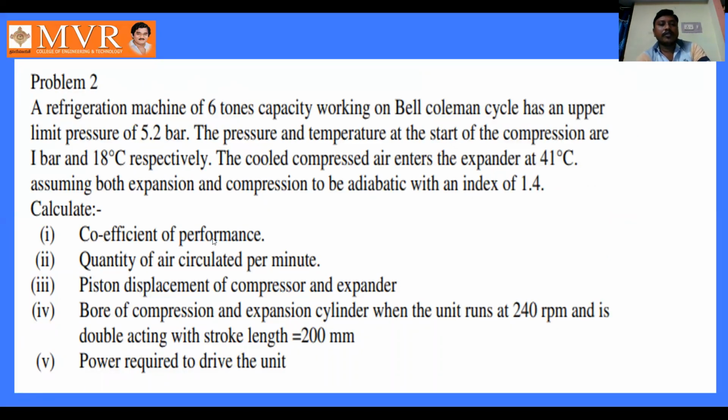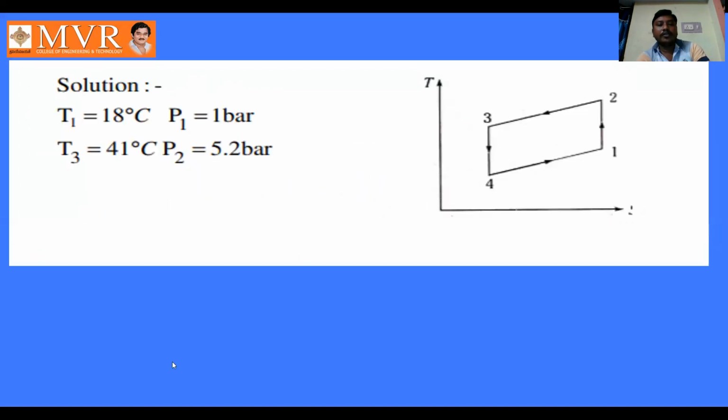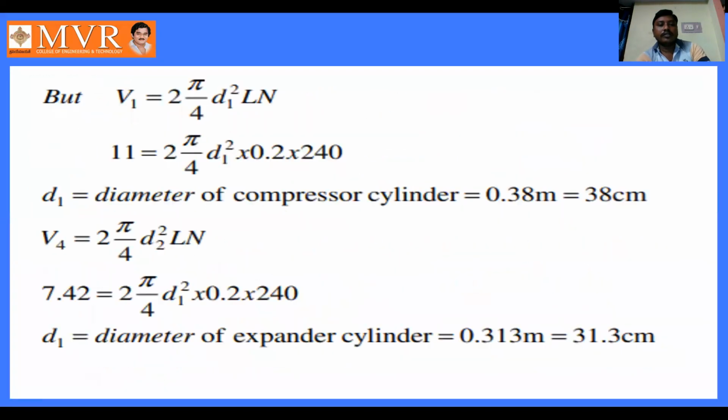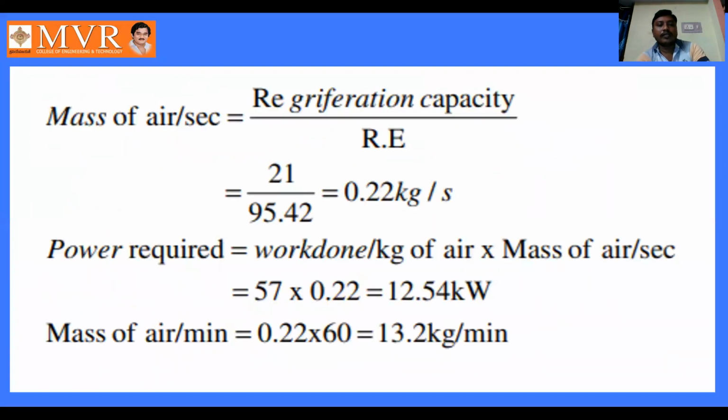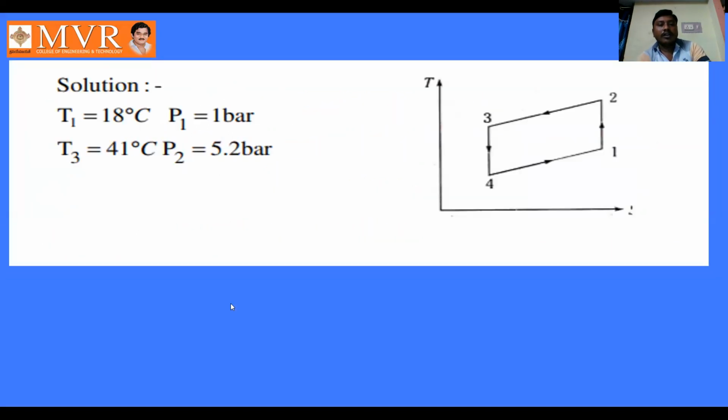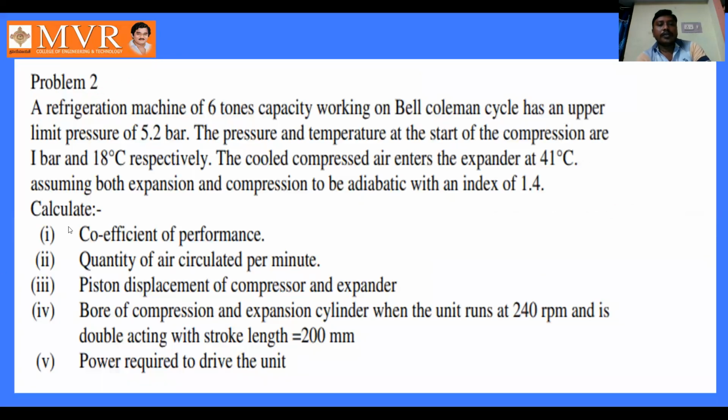Now we have calculated the coefficient of performance, the quantity of air circulated per minute, the piston displacement of compressor and expansion, and we have calculated the power required to drive the input. See here, we have calculated the power required. Power required means work done per kg of air into mass of air per second. We have completed the 5 points which were given in the problem by using the above data.